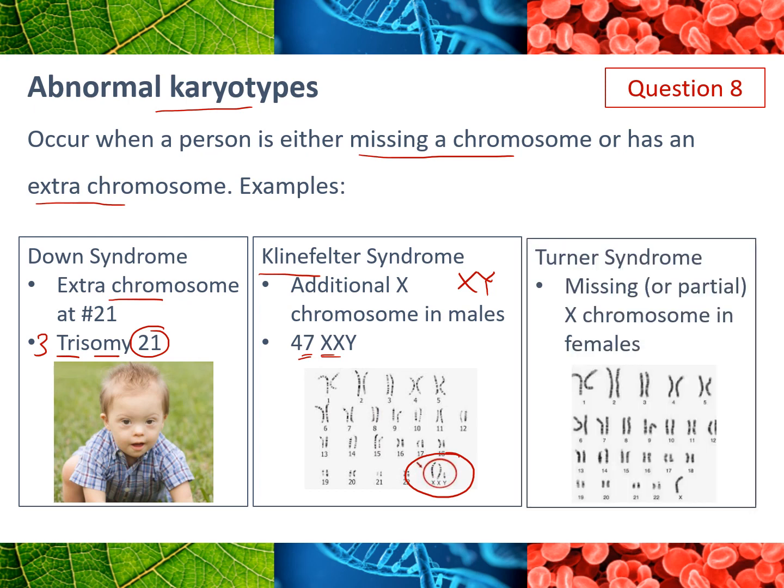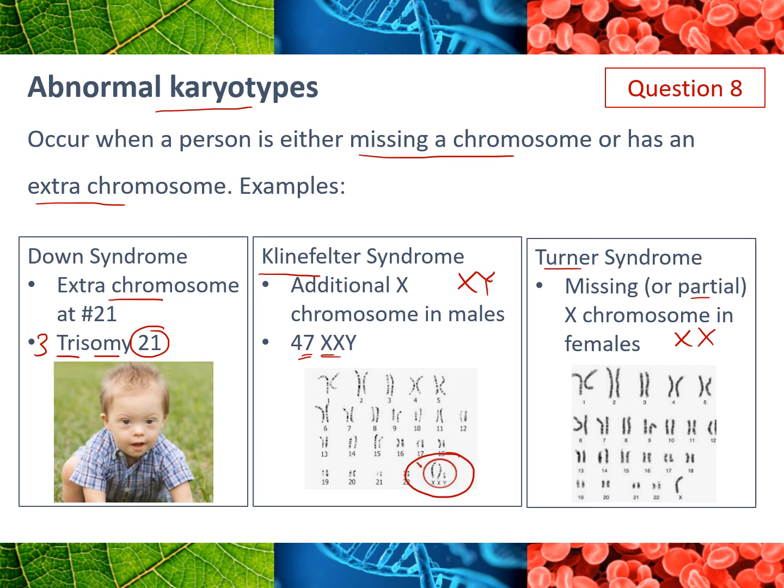Another version, which occurs in females, is Turner syndrome, when either an entire X chromosome is missing or it is partially missing. Obviously females should have 2 X chromosomes, but they can be missing half or all of a chromosome. Again, it results in some developmental issues and also infertility.